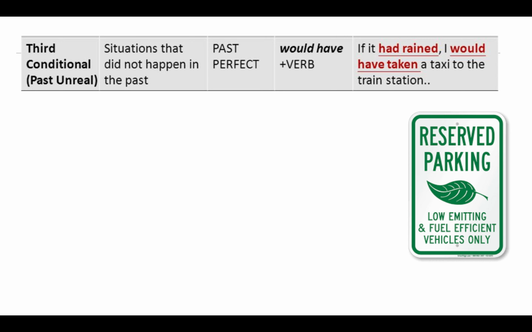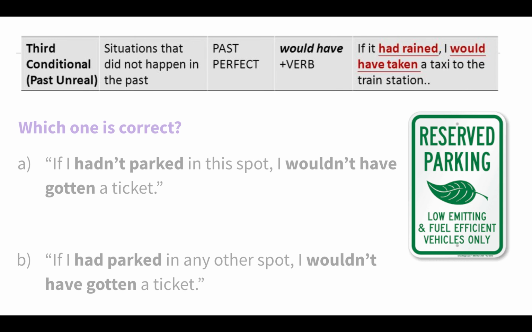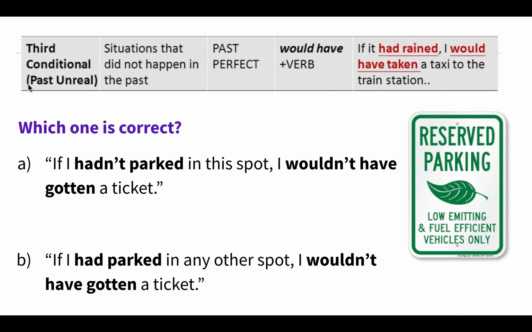Okay. So while I was standing at my car, I had two thoughts, and I'd like to know from you which one is correct, A or B. You can pause the video while you read them and think about them.